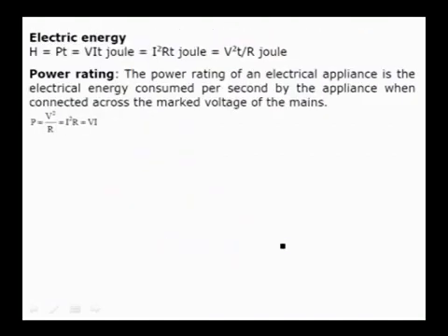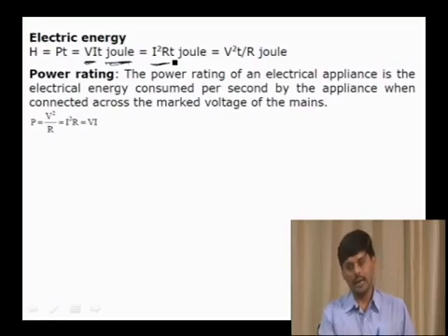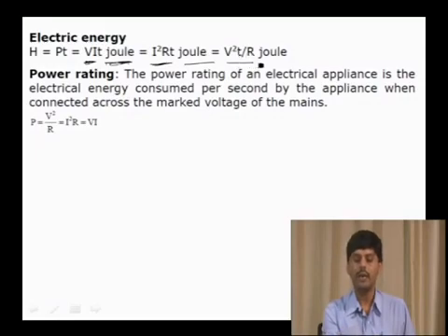Electrical energy is dissipated in the form of heat, which is given by H is equal to P into T, power times time interval. Power can be written as voltage into current, so H is V I T. It is expressed in joule. Expressed in terms of current, it can be written as I squared R T in joule. In terms of voltage, it is V squared T divided by R.